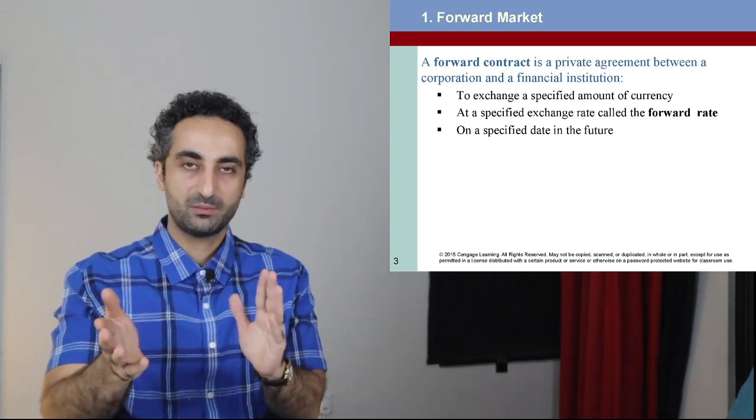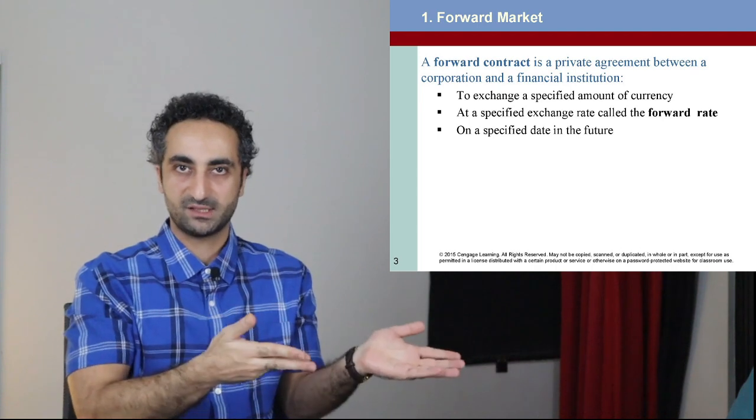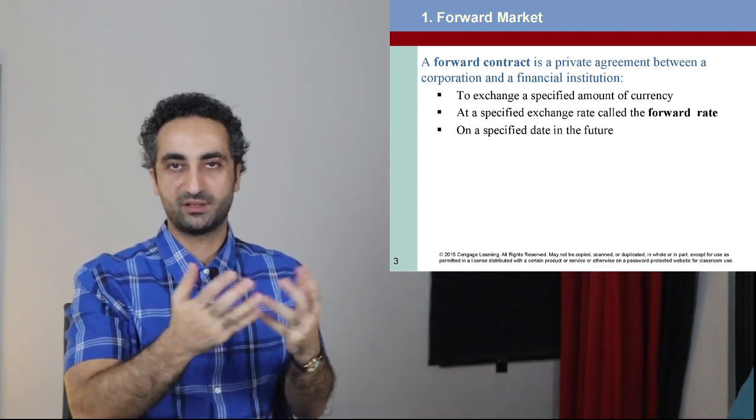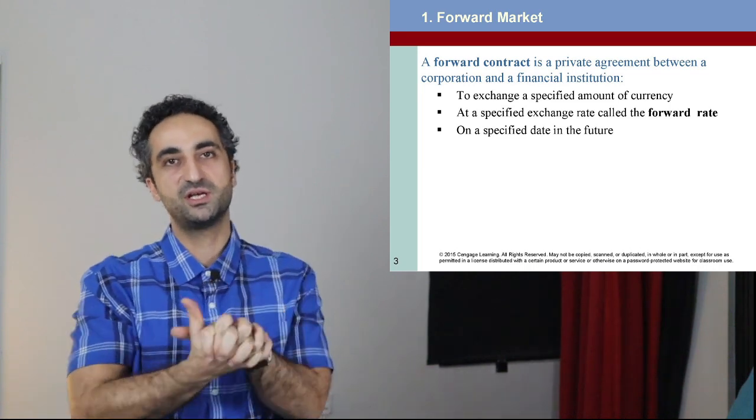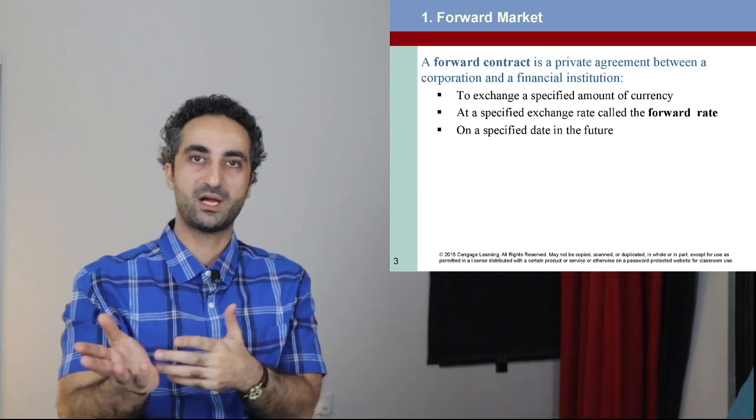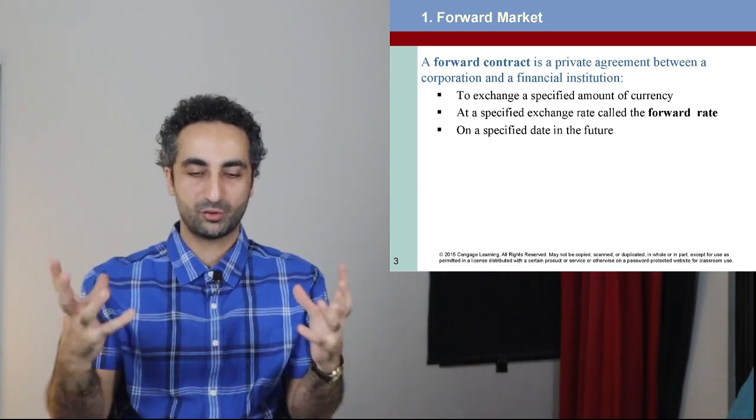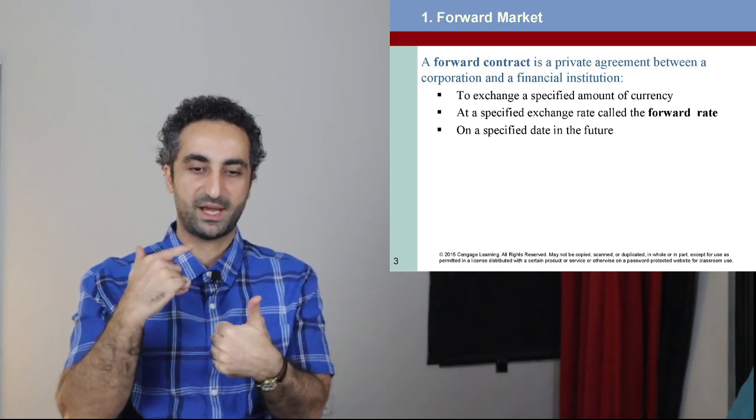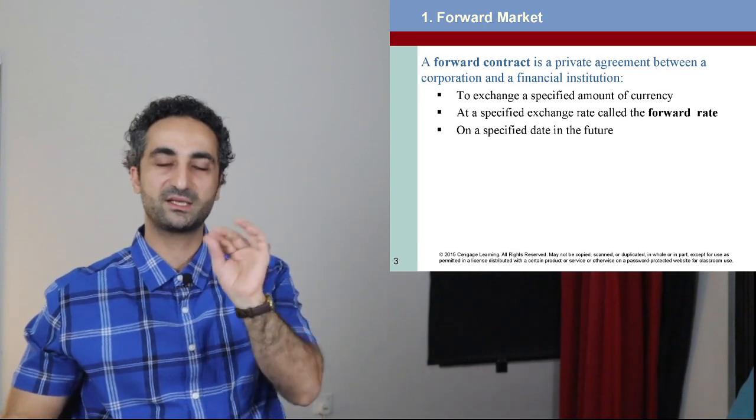So between whom and whom? It's between a corporation, an MNC, that needs to buy raw materials, whatever, and needs foreign currency, and a financial institution. So who's gonna help me with all of that? A bank could be the best option. So what's the contract gonna discuss? Exchange of a specified amount of currency. How much money exactly do you need?